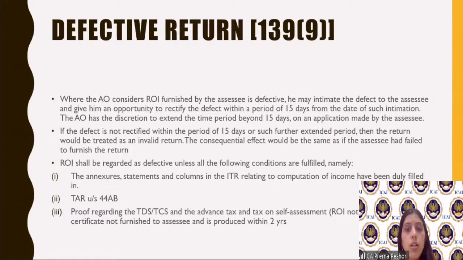Now, the question before the Supreme Court was whether the CBDT can condone this delay, right? So the Supreme Court observed that the amalgamation scheme is sanctioned by the NCLT, the National Company Law Tribunal, right?